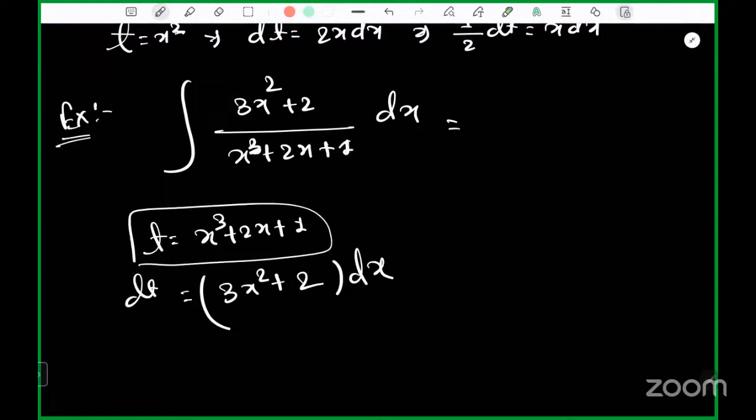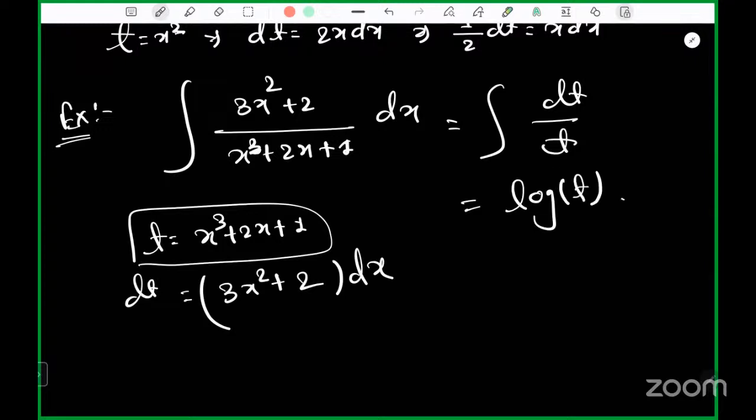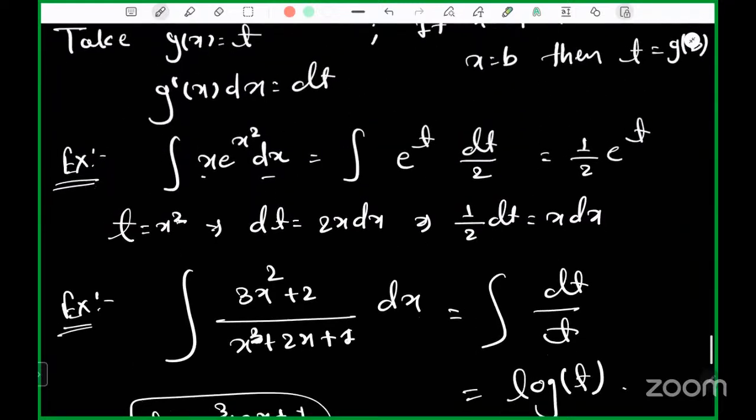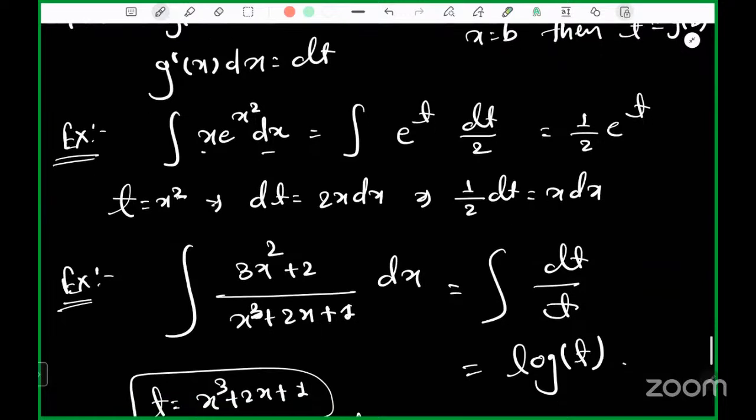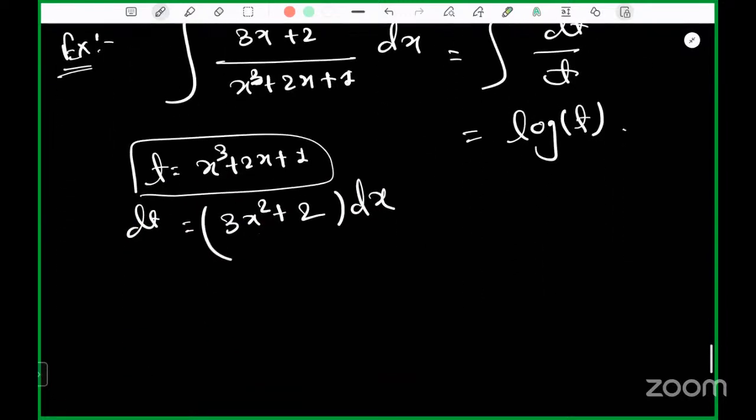So if you take t equals x cube plus 2x plus 1, dt equals 3x square plus 2 dx. So this integration will become dt by t, and integration of 1 by t is log t. So the answer will be log t. That's how you have to use the method of substitution. But again, it will take a little bit of practice to judge which function you have to take for substitution. Is that clear?